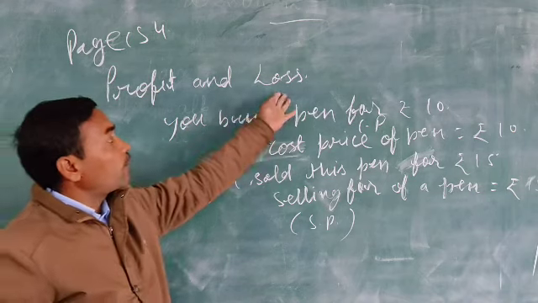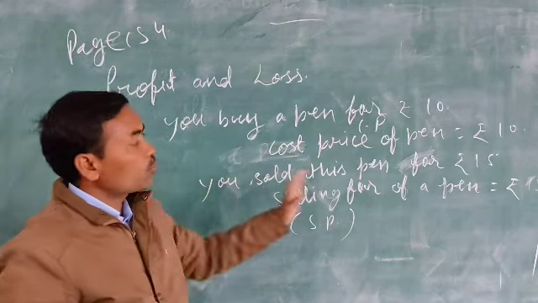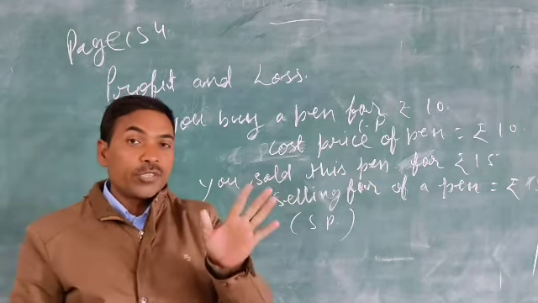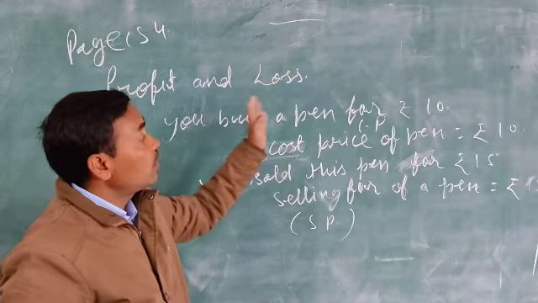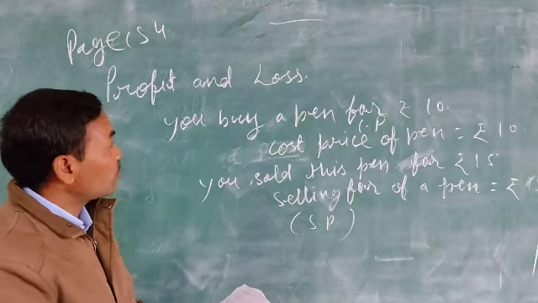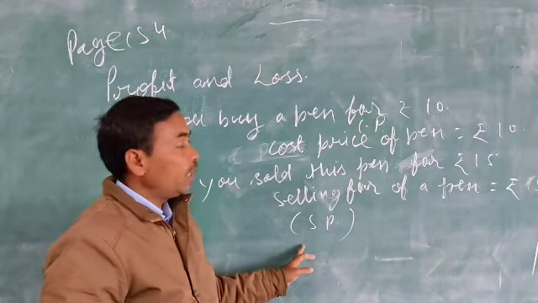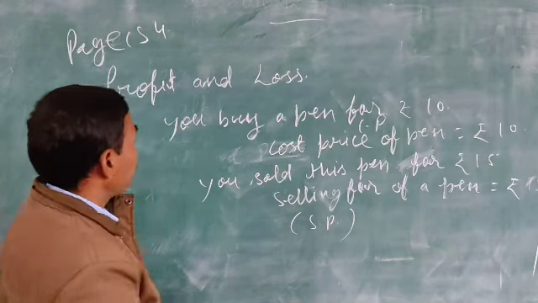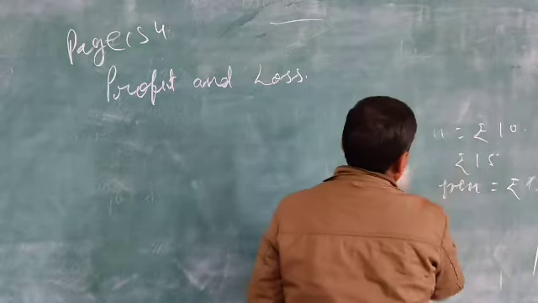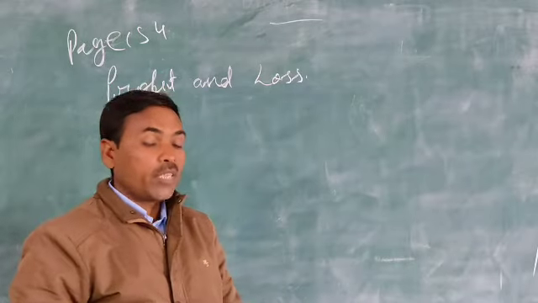And now I would like to explain loss. Suppose you buy a pen for ₹10 and you sold that pen for ₹6. Then it means you are losing some money from your original price, that is from your cost price. So there will be a loss. So I think you understood what is profit and what is loss, and what is cost price and what is selling price. You can differentiate the cost price and selling price.